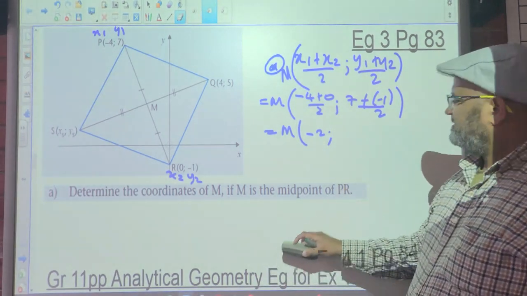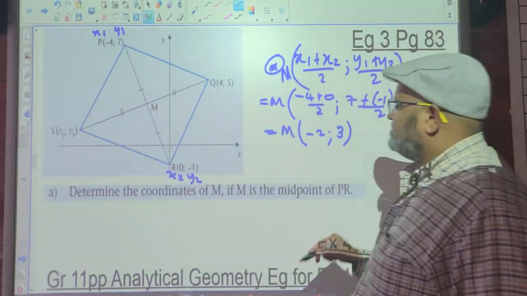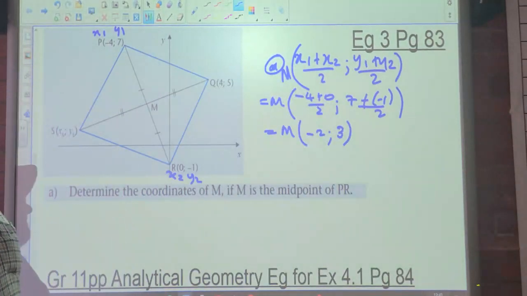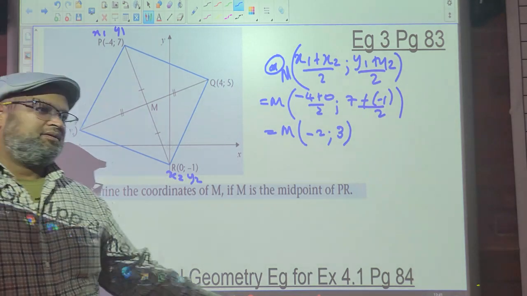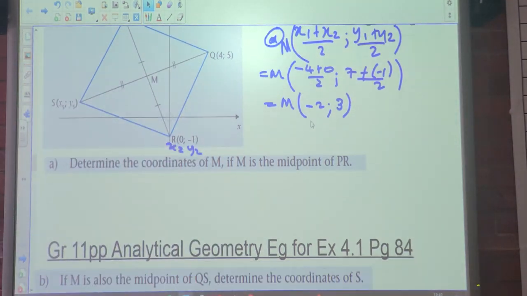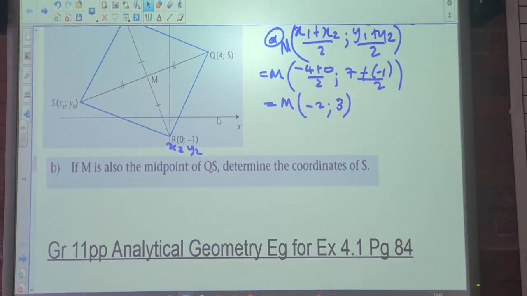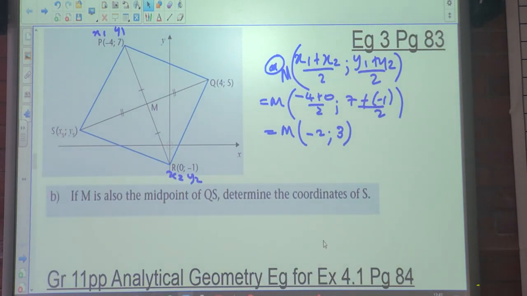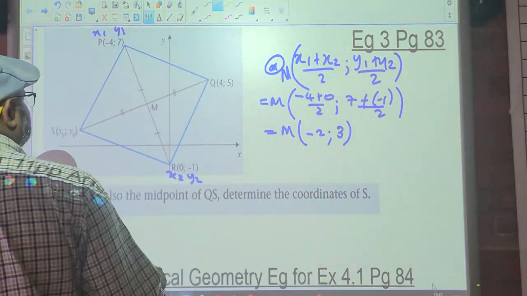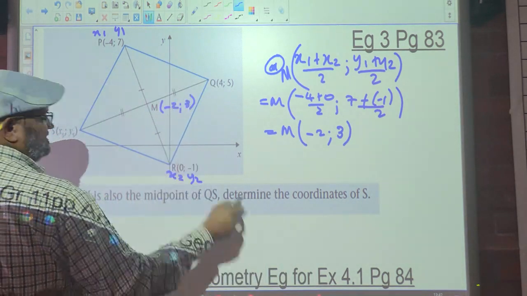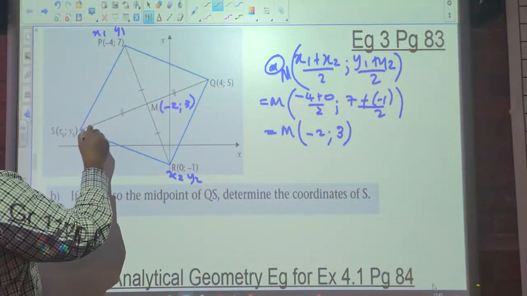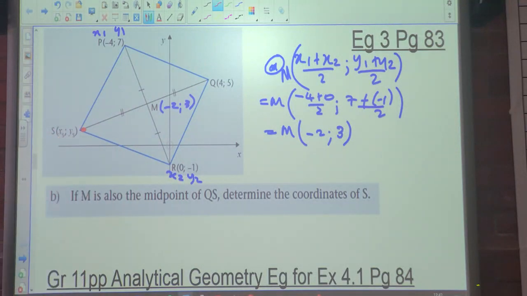You all agree with that? So M's coordinate is (-2, 3). You all agree with that? So now the question says, if M is also the midpoint of QS, determine the coordinates of S. Alright, so M, you could have written this in to be (-2, 3). Now they want you to work out the coordinates of S.